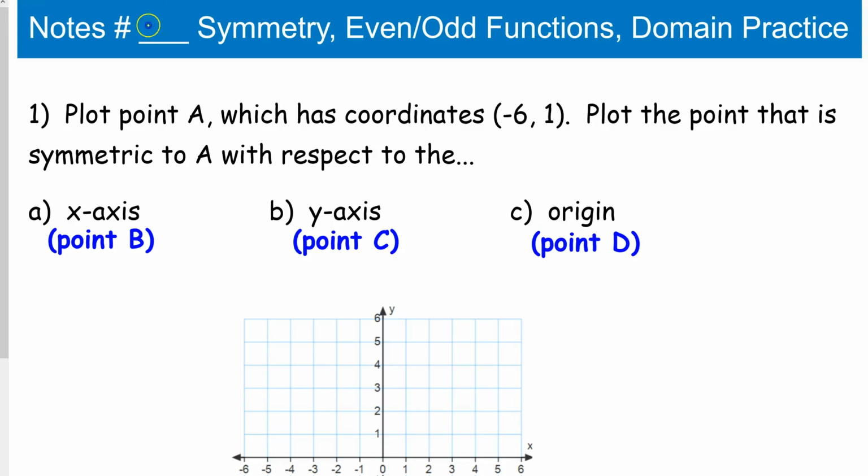Okay, here we are on notes number 14. The topic is symmetry, even and odd functions, and domain practice. So let's take a look at example 1. We're going to plot point A, which has coordinates -6, 1.